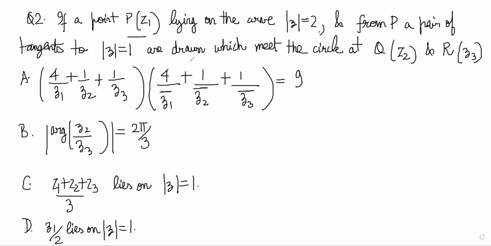So given this information, we have to check all of these options. And this could be a multiple correct question, so more than one option could be correct. So let's analyze what is happening. We'll draw a rough figure and think about it. So on the Argand plane, I will draw a circle of radius 2.